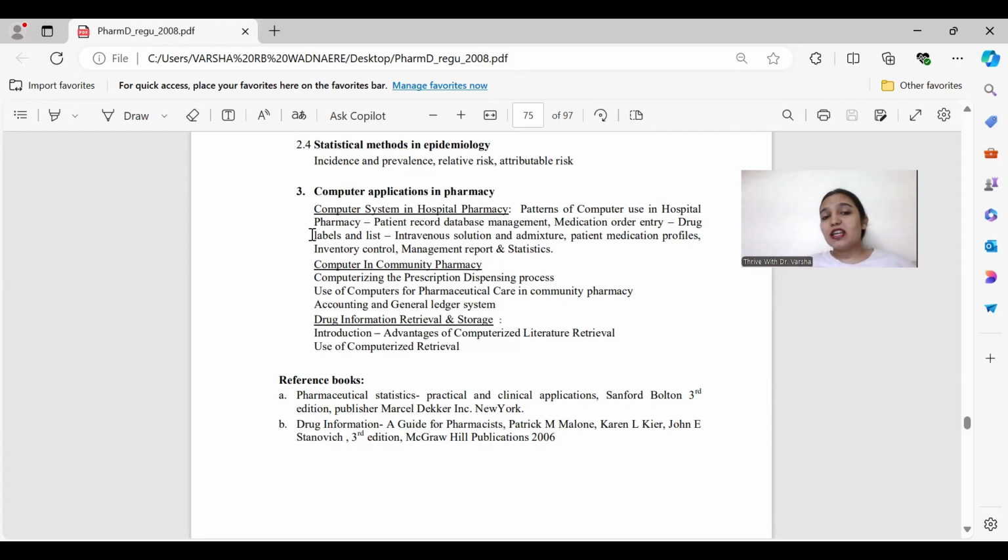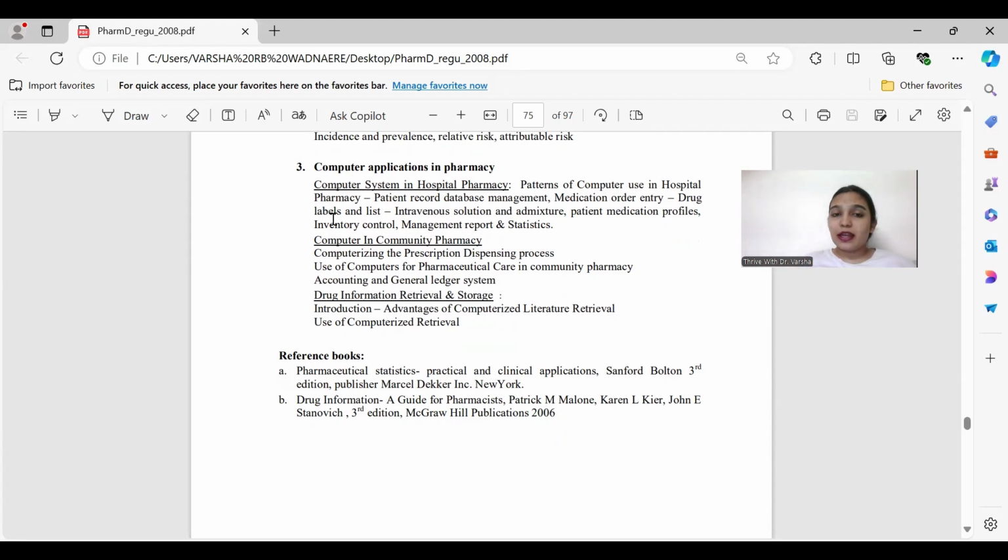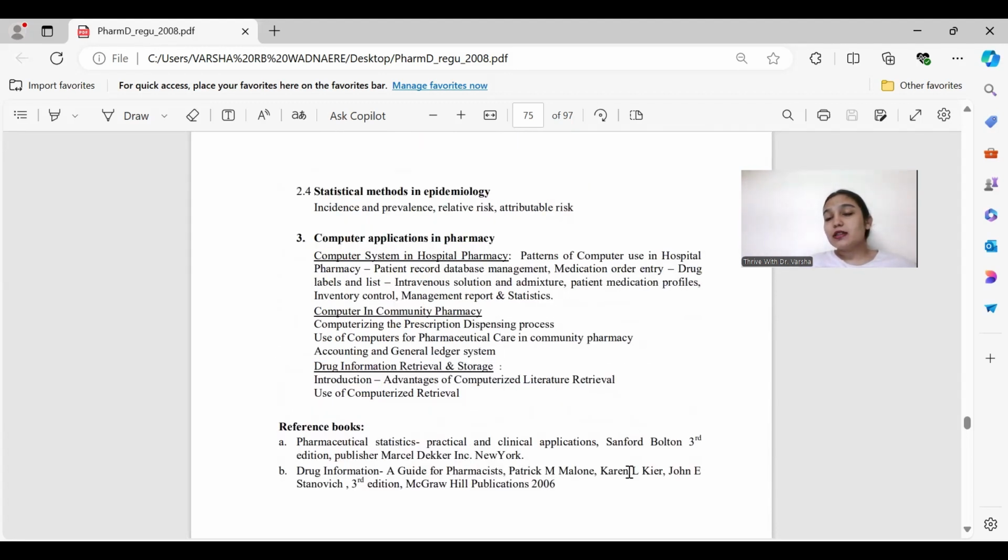All this you can expect for 5 and 2 marks. You can get this for 5 and 2 marks, and combined they can ask you for 10 marks also, but each and every section will be for 5 marks. Drug information retrieval and storage, introduction to advantages of computerized literature retrieval and use of computerized retrieval. So that again will be for 5 marks, 2 marks. And you can refer any book that has been provided by your professor.